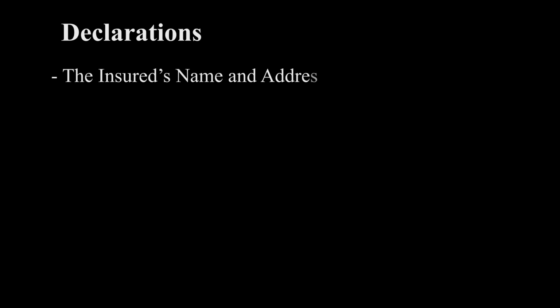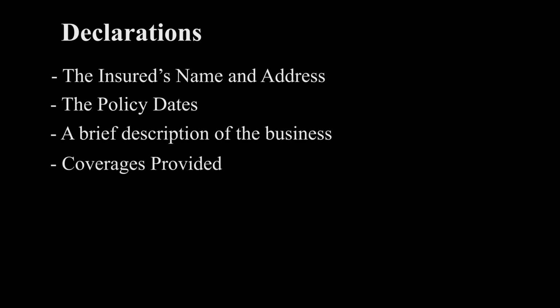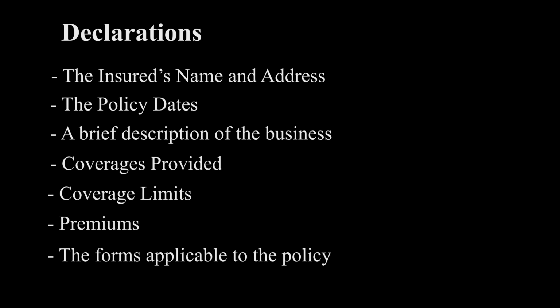The first page of an insurance policy is the declarations page. It can be more than one page, but most of the pertinent information can be found right there on the first page. It summarizes key information that is specific to the policy. The declarations page shows the insured's name and address, the policy dates, a brief description of the business, coverages provided, coverage limits, premiums, and the forms applicable to the policy.